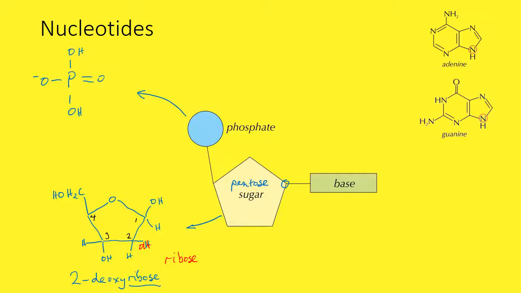Another of our bases is called guanine. Again, we've got the nitrogen that makes the bond circled in red there. The third one is called cytosine. And again, you can see the nitrogen that makes the bond. And the fourth one is thymine. And again, you can see the nitrogen bond there. So we can make 4 different nucleotides. And that's what we're going to have a look at next.